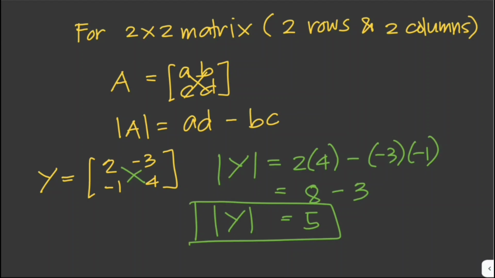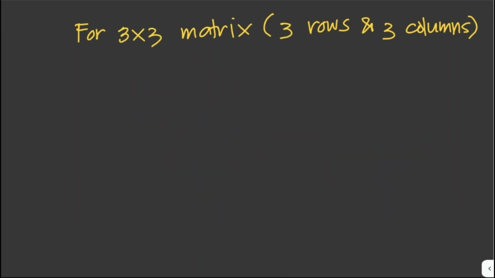Okay, but how about if the given matrices are 3 by 3, 4 by 4, and so on, and higher? So how are we going to solve for the determinant? So we'll see for the 3 by 3 matrix. When you say 3 by 3 matrix, that means it has 3 rows and 3 columns. Say we're given this determinant here and it has the components A, B, C, D, E, F, G, H, I.